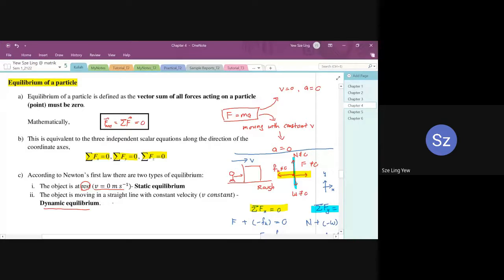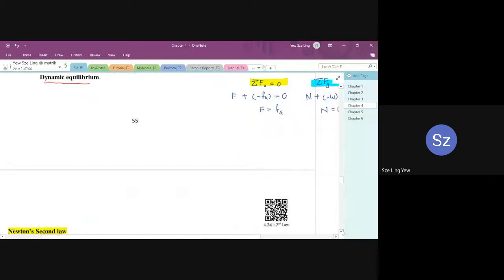As long as it is in equilibrium, then the total force acting on it, the vector sum of all forces acting on it, is equal to 0. All right. So that is your Newton's first law.